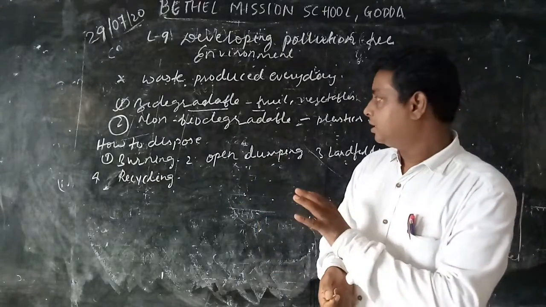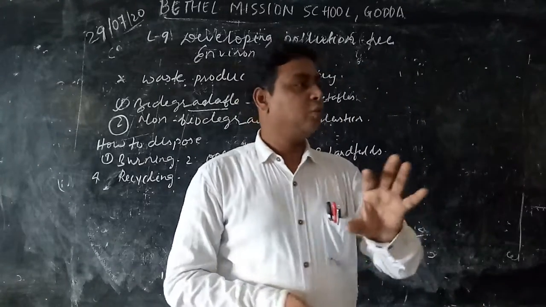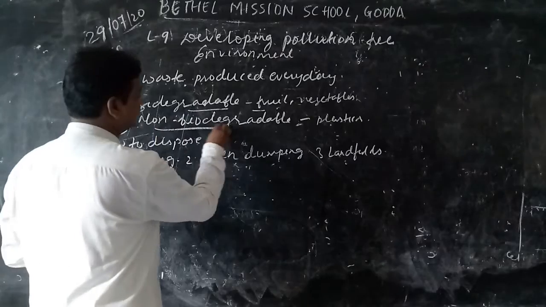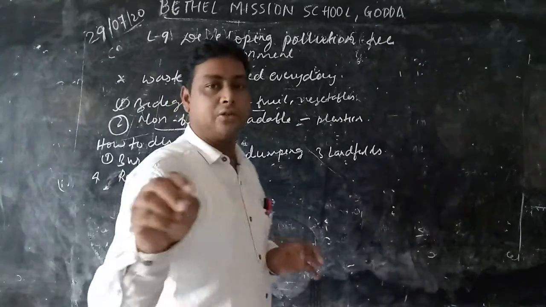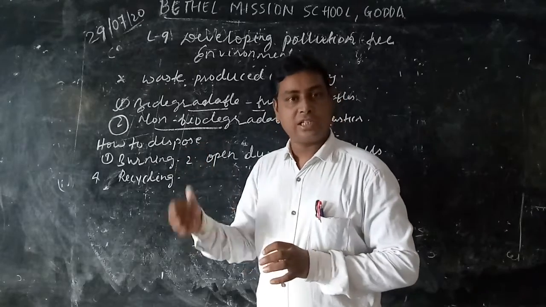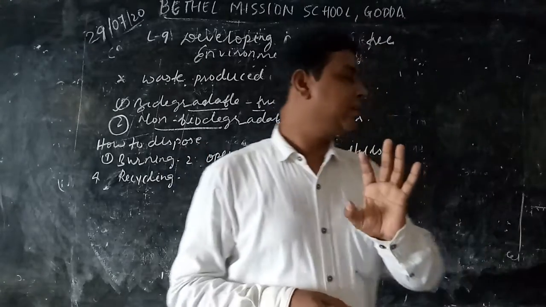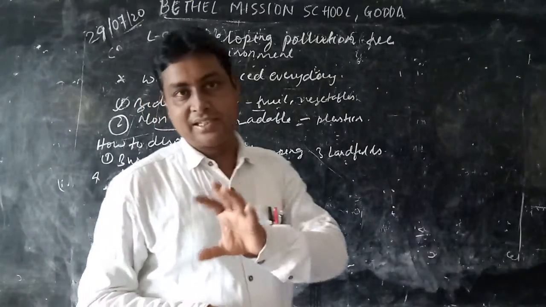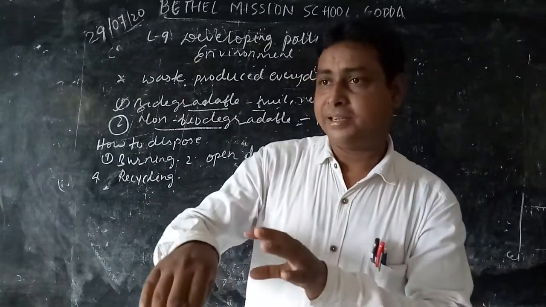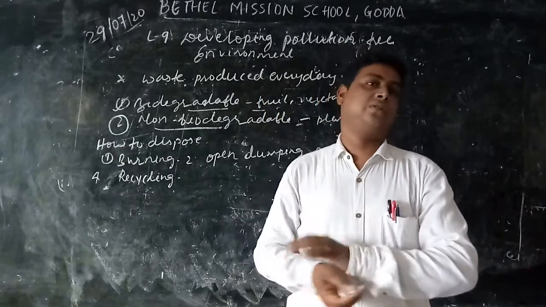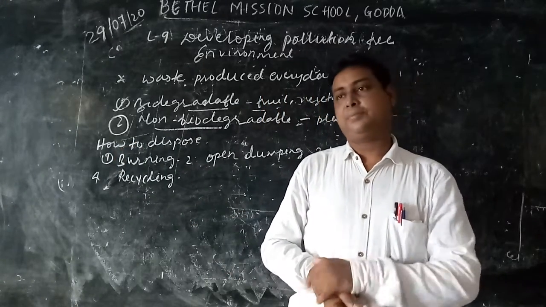At first we have to know what non-biodegradable materials are. Non-biodegradable materials means the materials which do not decompose easily. The materials which do not decompose easily in the soil are known as non-biodegradable materials, like plastic, cans. These are the materials that cannot be decomposed easily in the soil. Understand? So these are the examples.